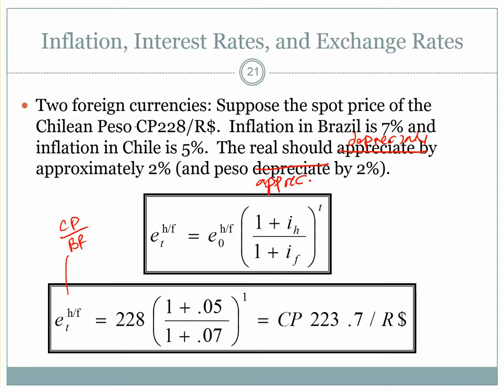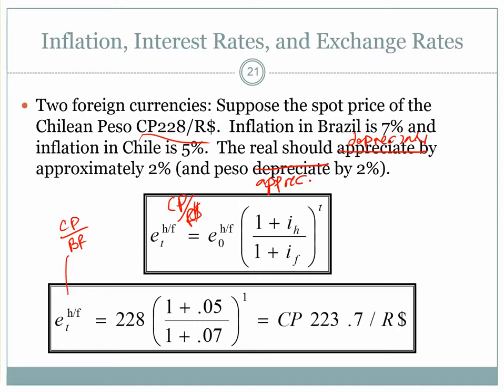Suppose the spot price, the Chilean peso per real exchange rate. So this is a strange one, it has no US dollars in it. So the Chilean peso over Brazilian real exchange rate is 228 pesos per real today. Inflation in Brazil is 7%. Inflation in Chile is 5%.